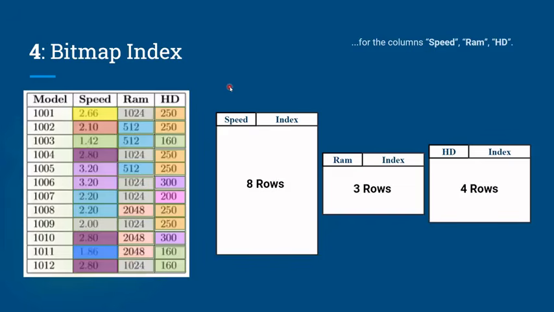So as we can see here, a clear one would be the RAM. We have 512, 1024, and 2048. So we've got 3 unique values. Hence, we will be having 3 rows in our RAM index table for our bitmap index. For the HD, 250, 160, 200, and 300. So there are 4 unique values. So we'll be having 4 rows. And same case for the speed. So let's start actually with speed.